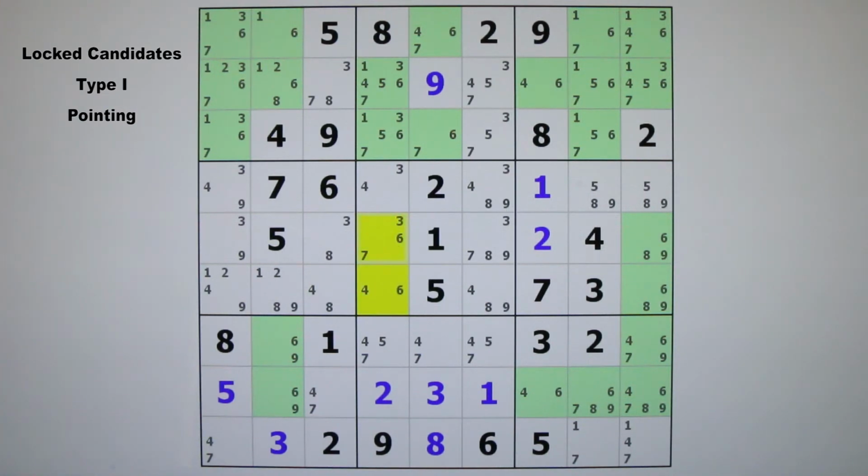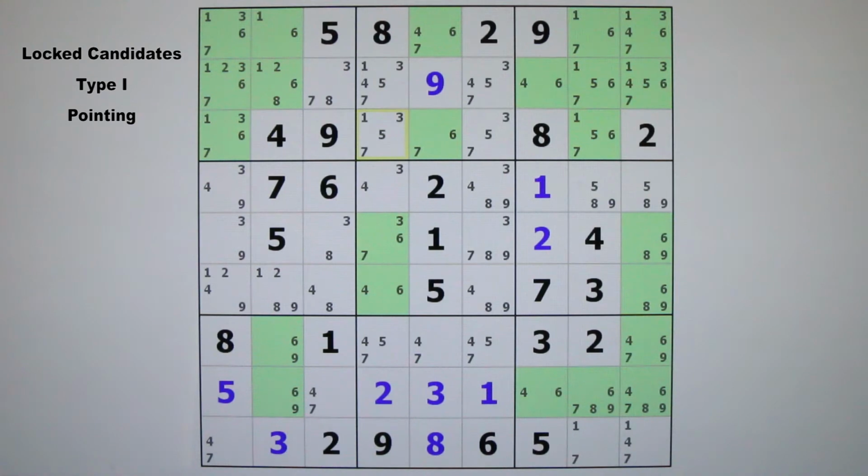So again, one of them has to be true because there are no other 6s in block 5. So that means all other 6s in that column outside of the block must be false. And so where are they? There's one here and there's one here. So you can eliminate both of those 6s as being false. All right, now let's get rid of that.